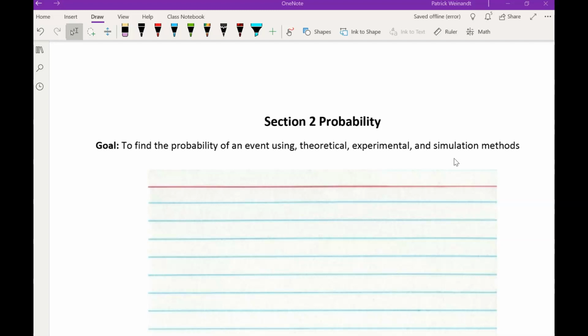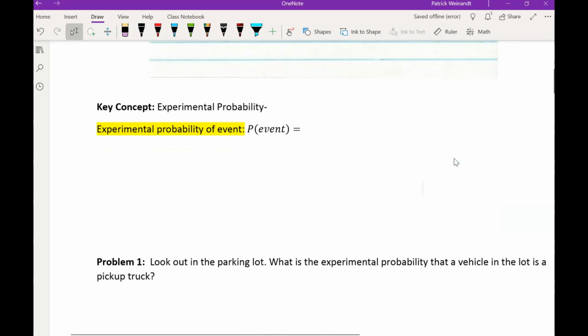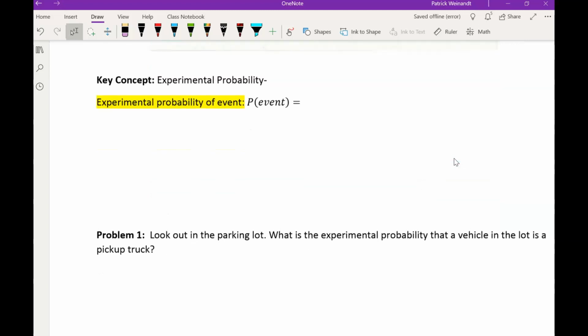Now we're going to work with finding theoretical probabilities, experimental probabilities, and using simulation to represent certain situations. A lot of this was going to be demonstrations or have you guys work it out in class, so I'm going to have to do some of these on my own. But we'll start with this definition of experimental probability.